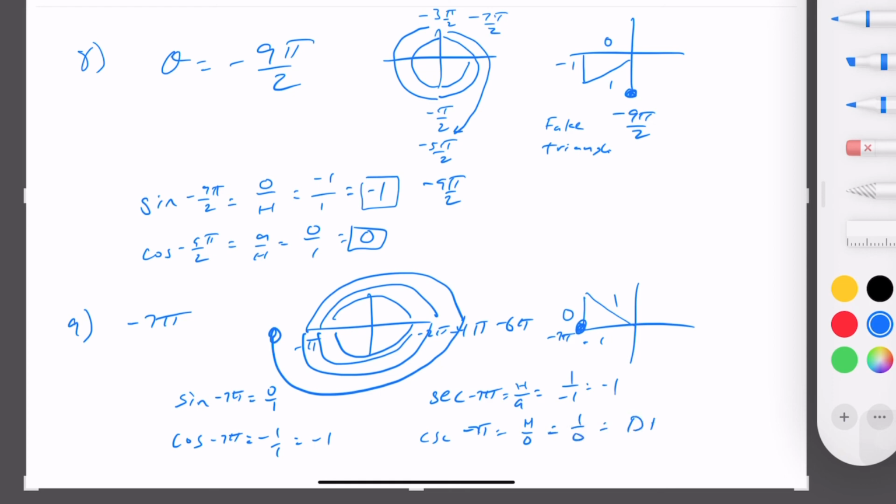The cosecant is hypotenuse over opposite, which is hypotenuse of 1 and opposite of 0, which does not exist. We can't divide by 0 here. And then cotangent, the same thing. It's adjacent over opposite. Negative 1 is my adjacent. My opposite is 0, and this also does not exist. So make sure you do study these triangles so you know when it doesn't exist, because when we divide by 0.